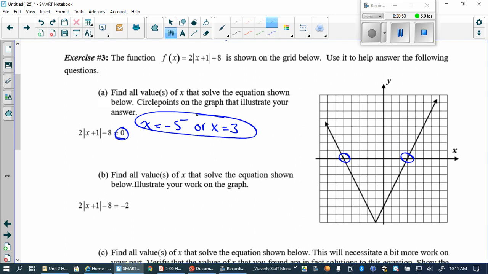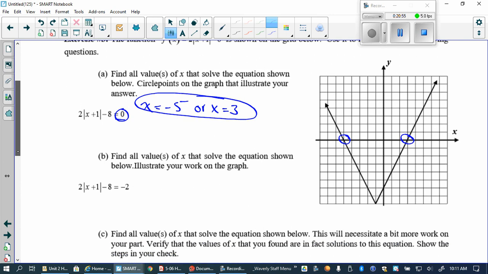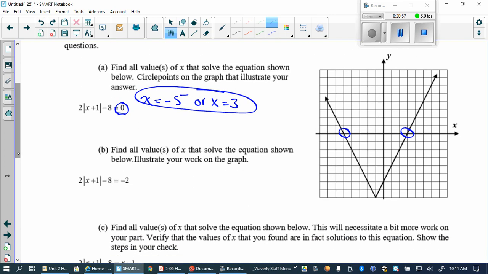Okay, let's look at part B. That was what we just had, wasn't it? Yeah, I guess it worked out to be the same function. Anyway, part B: find all values of x to solve this equation. Now we have 2 times the absolute value of x plus 1, minus 8, needs to equal negative 2.